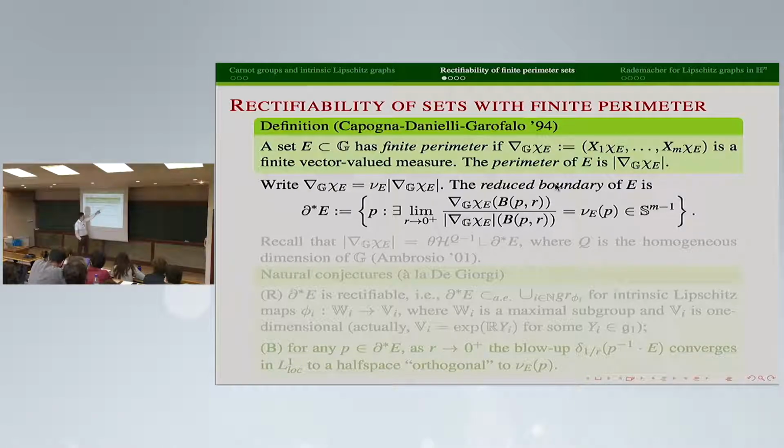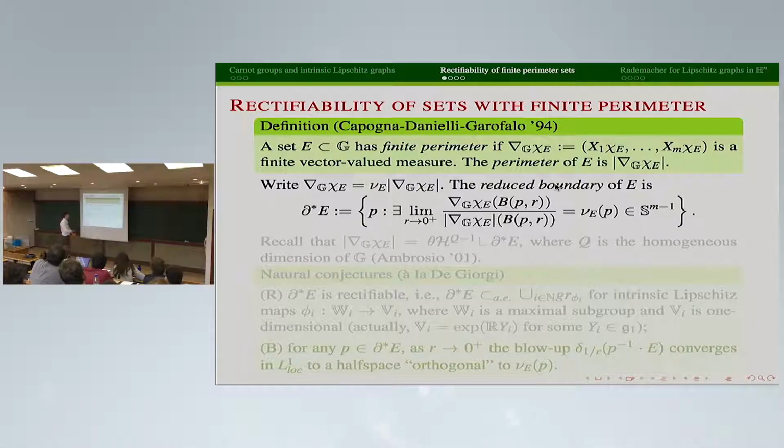Right? This is a positive scalar measure. So the perimeter inside the same ball. Of course, in norm, the norm of this vector is less than this number. So this is a vector with length at most 1. We are asking that the limit as r goes to 0 of this vector is precisely the normal, so this measure theoretic normal evaluated at the point P.